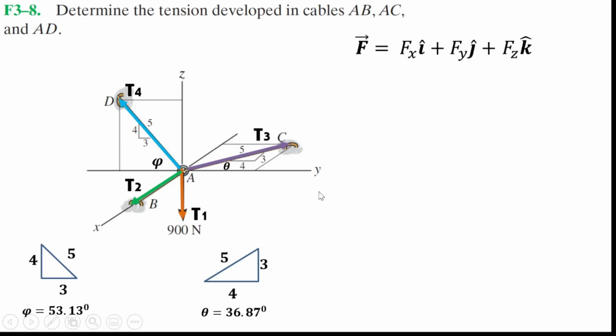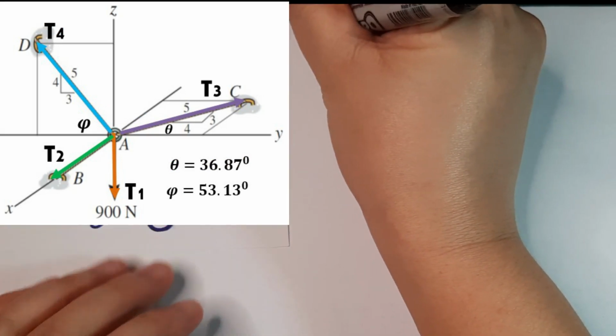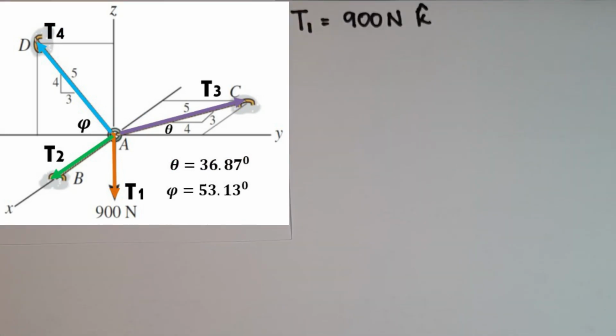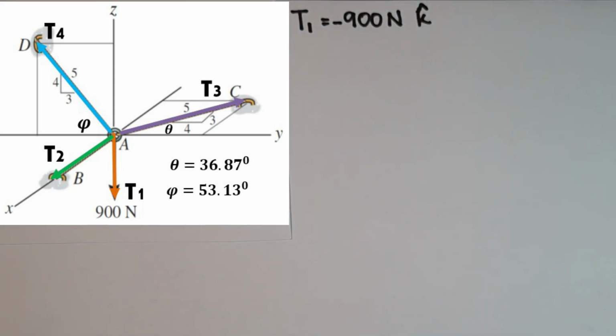Okay, so if you look here, our T1 is directly along the z-axis. So my value for T1 here is 900 Newton k hat. But since my T1 is directly on negative z, this is negative 900 Newton k hat, because it has no x component, no y component, it has only a z component.